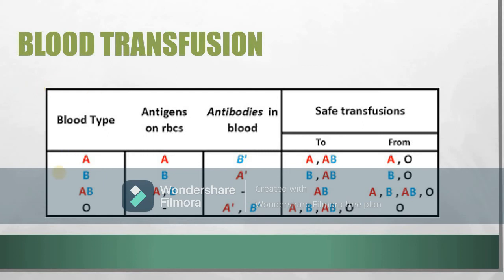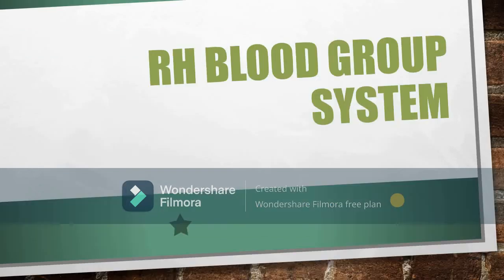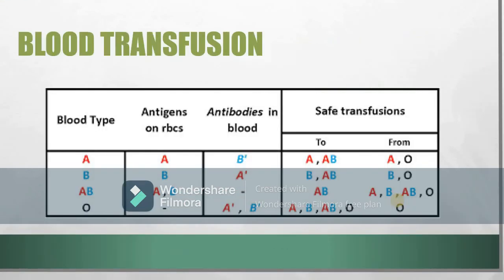Through this figure, you can come to know that if a person has blood type A, the safe transfusion is from A and O. Then blood group B can take from B and O. An AB person can take blood from all the blood groups, while the O blood group can take blood only from the O blood group. Right? This is the safe transfusion. Otherwise, agglutination will occur in case any other type of blood is given.